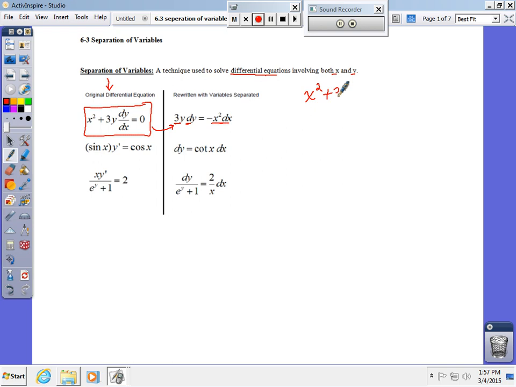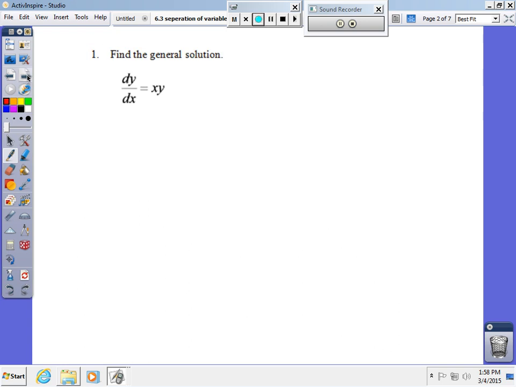You have x squared plus 3y dy/dx is equal to 0. The first thing I'm going to do is move the x's to the right-hand side. So 3y dy/dx equals negative x squared. Since this is all multiplication on the left-hand side, I'm going to multiply both sides by dx, and I get 3y dy equals negative x squared dx. Now they're on both sides, and at this point we're going to integrate both sides of this function. I'm not going to do these next two to show how you separate the variables. We'll just get to doing some problems.